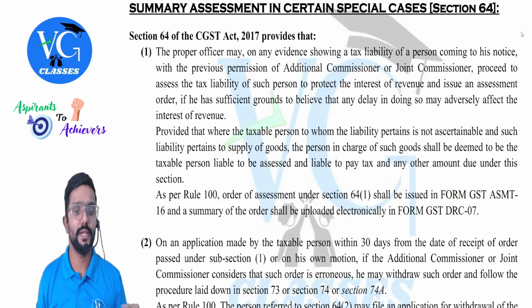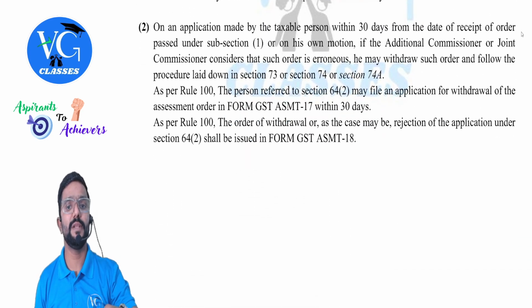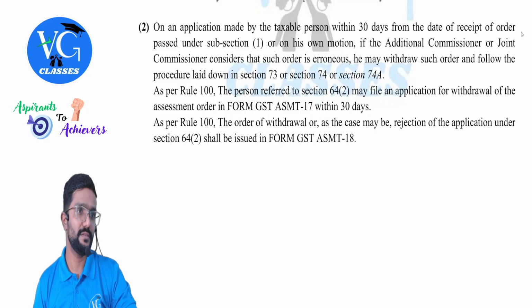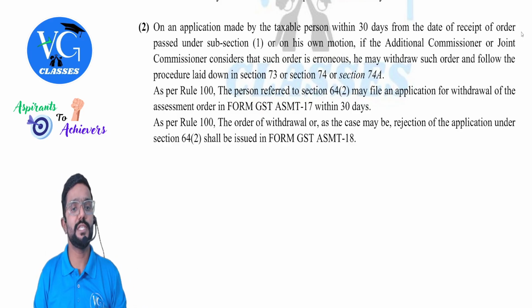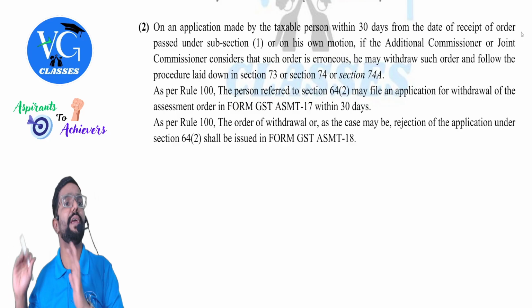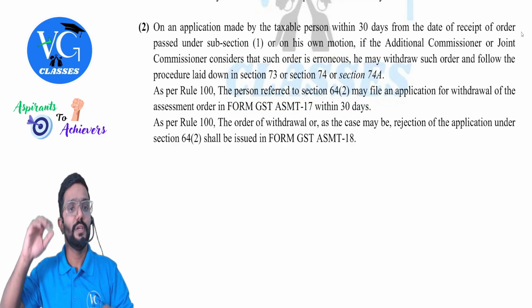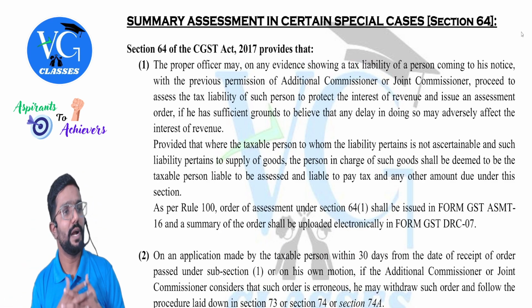Subsection 2. On an application made by the taxable person within 30 days from the date of receipt of the order passed under subsection 1, or on his own motion, if the Additional Commissioner or Joint Commissioner considers that such order is erroneous, that is, by mistake it is passed, he may withdraw such order and follow the procedure laid down in section 73, 74 or 74A, recovery. Simple, guys.